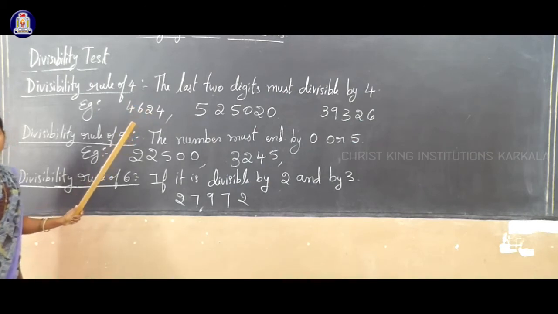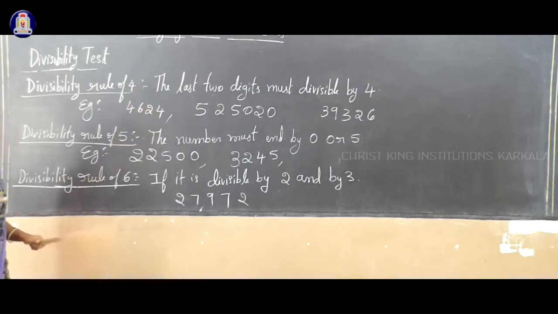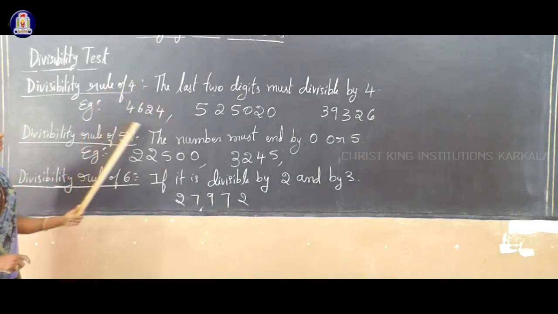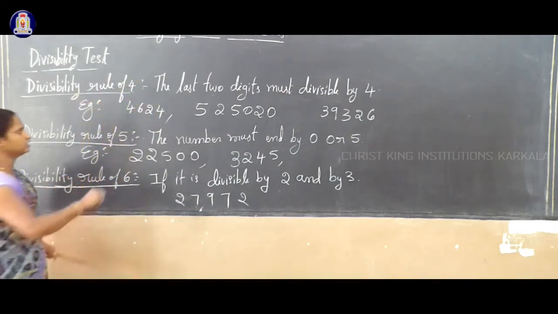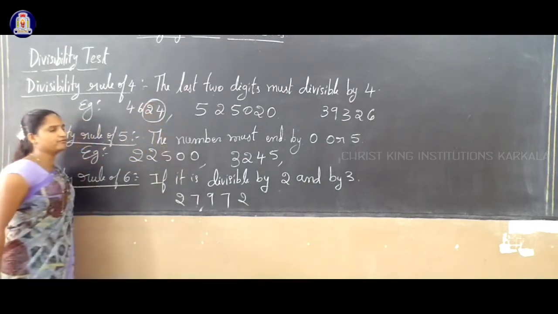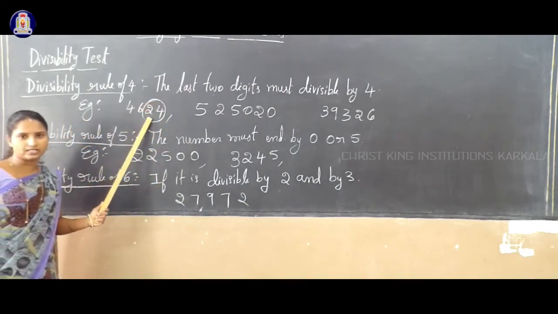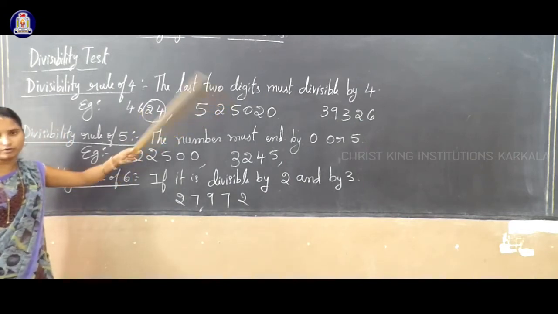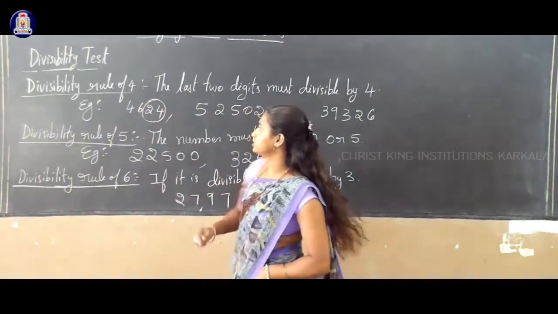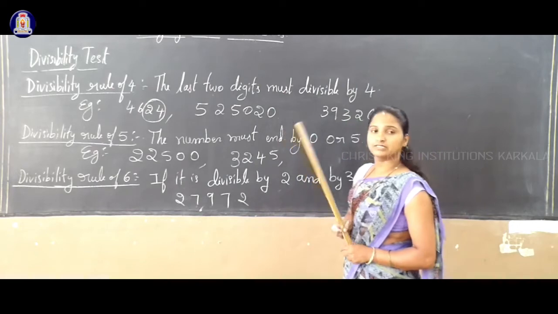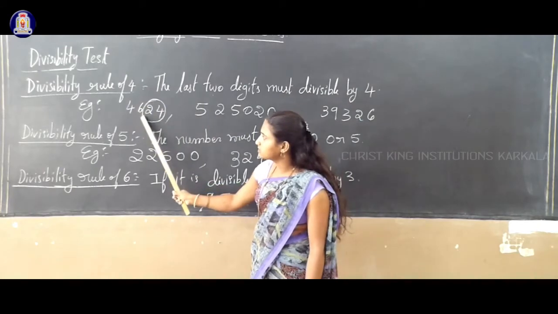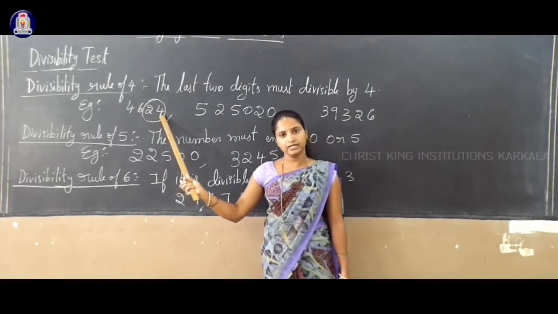In this example, see the last 2 digits. If that number is divisible by 4, then we can say that this number is divisible. Clear? So see here, the last 2 digits are 24. You know 24 is in the 4 table. 4 sixes are 24. So we can say that 4624 is divisible by 4.